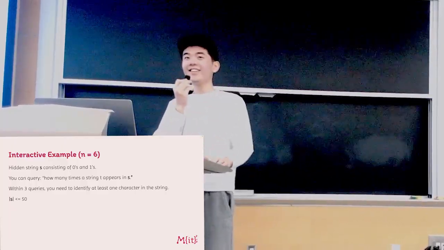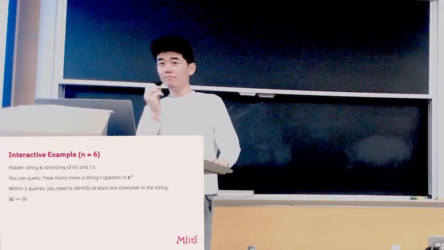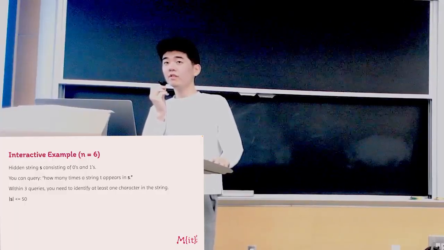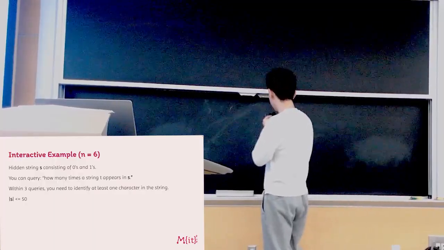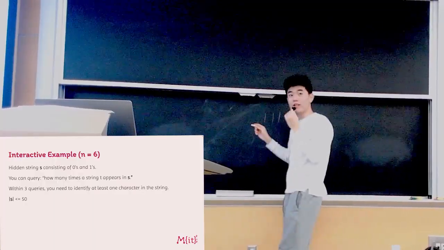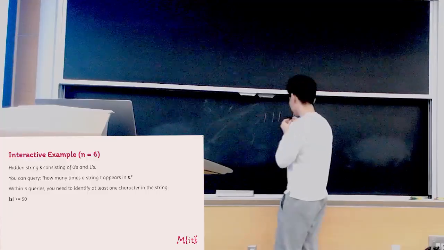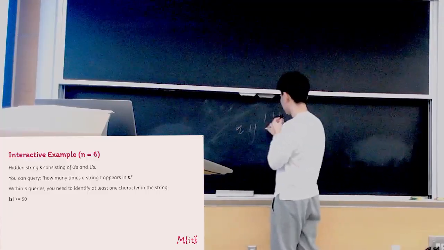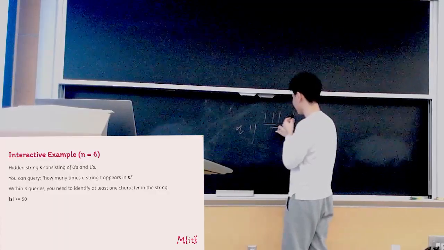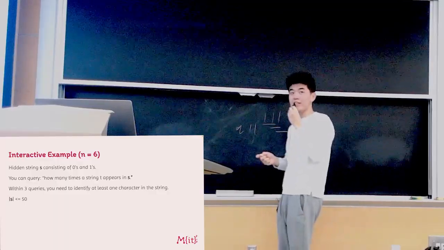Okay, wait, I have a question. If a string is 1111 and you query 111, is it going to return once? Okay, so if the string is 1111 and you query 11, then it'll return 3. So basically, the overlaps are counted. Okay, yeah.